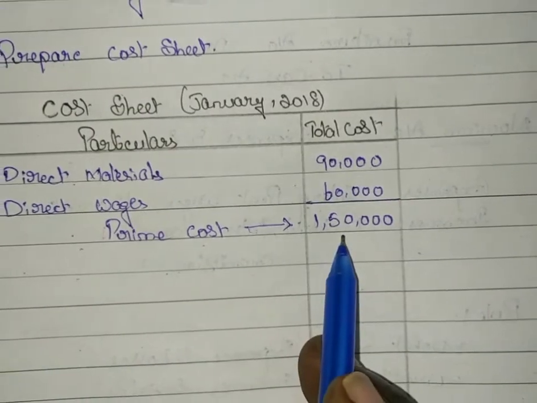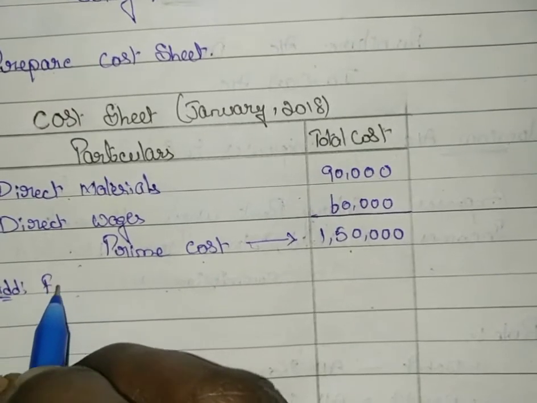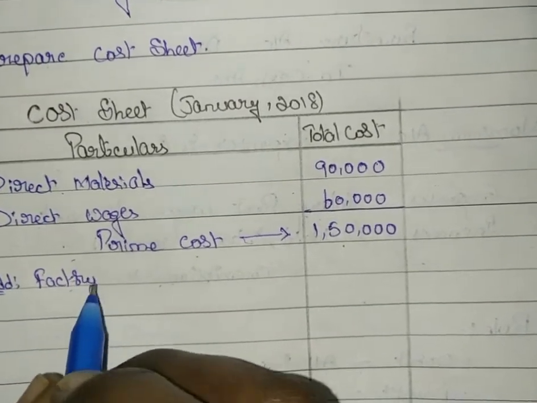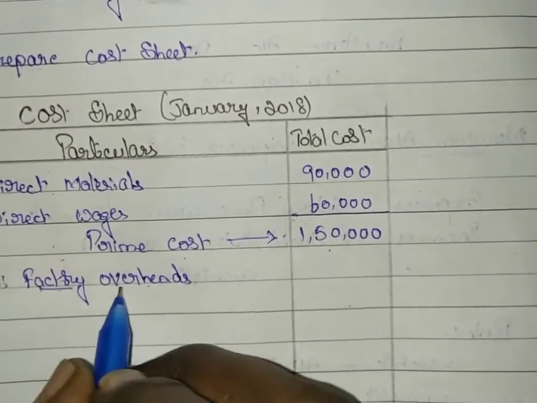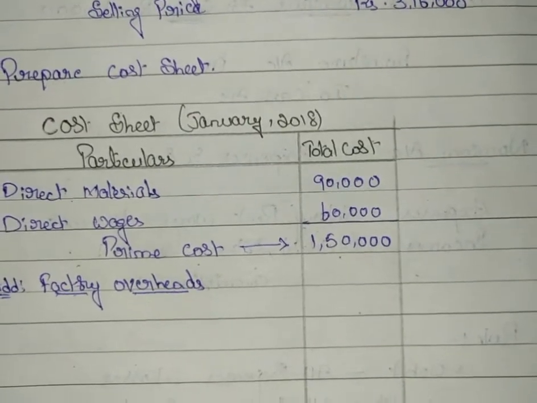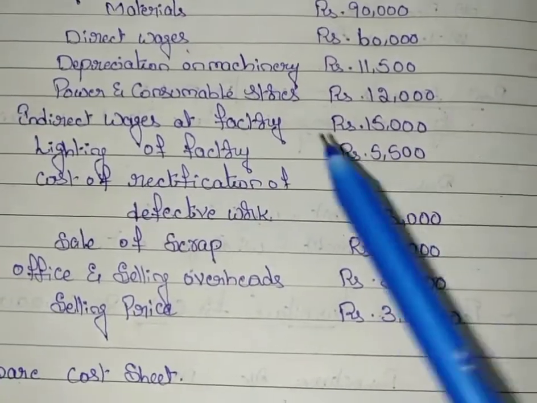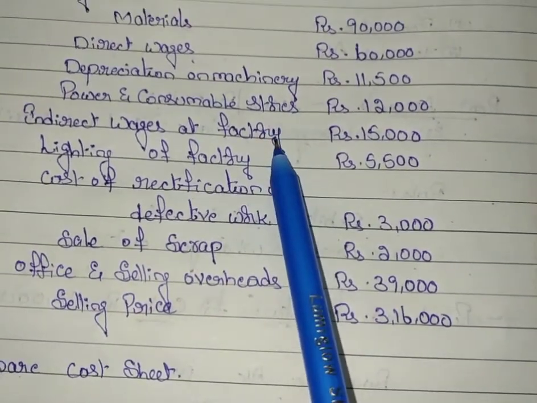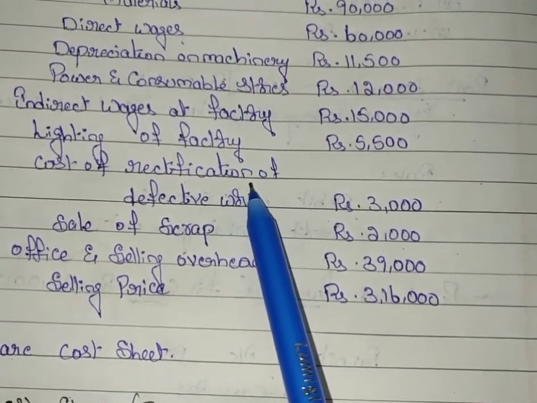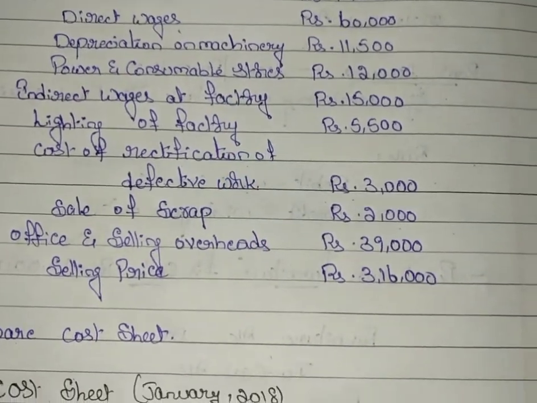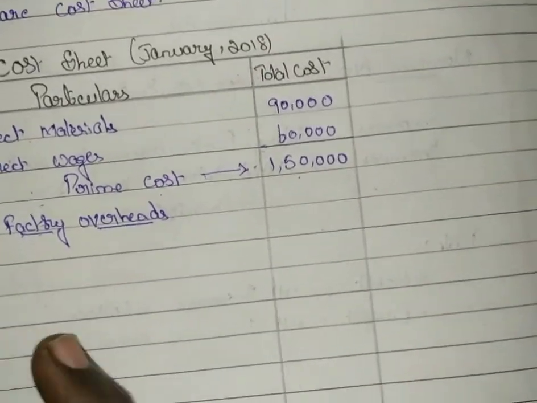Once the prime cost has been calculated, we will add the factory overheads. Whatever expenses related to the factory we have, those factory overheads are added to the prime cost to get the factory cost or works cost. Now, what factory expenses have they given? Depreciation on machinery, power and consumable stores, indirect wages at factory, lighting of factory, and cost of rectification of defective work. All these we will consider as factory overheads, and we will write them one by one.